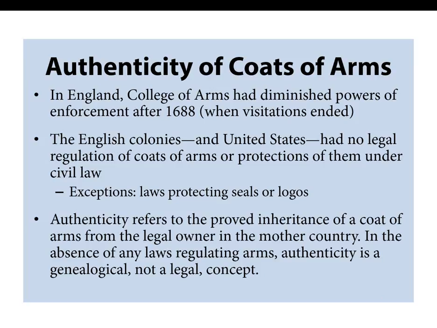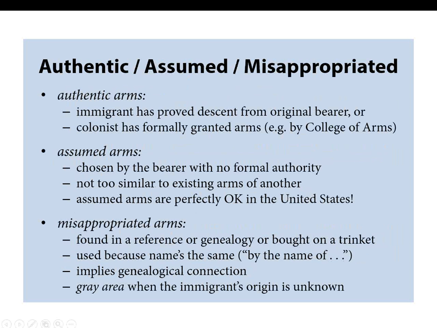So after the 17th century in England, the College of Arms had fewer powers of enforcement. The period of visitations came to an end. There was no tradition of legal enforcement of arms misused by people who weren't entitled to them. And so we're actually going to skip the next slide, which lays out the terms I already defined: the authentic arms proved by descent, versus the assumed arms that are chosen by the bearer and don't infringe on existing arms of anyone else, versus the misappropriated arms, the names the same arms chosen because of the same surname but without any guarantee of genealogical descent.